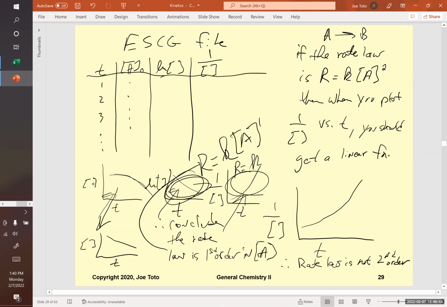Now, what if you plotted all three and none of them came out linear? Then it's not 0th, first, or second order. Bingo, we have a winner. So that's the way you do it. I hope you guys have a little better understanding of what's going on with that lab right now.